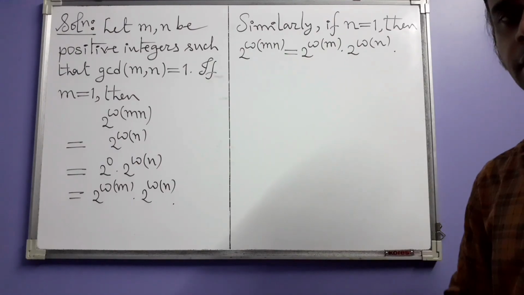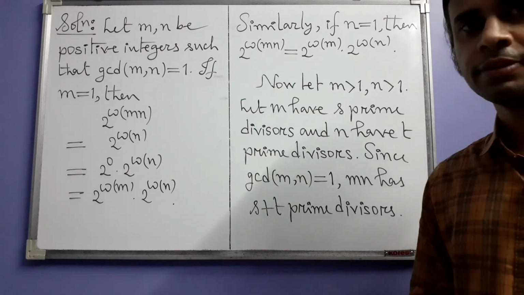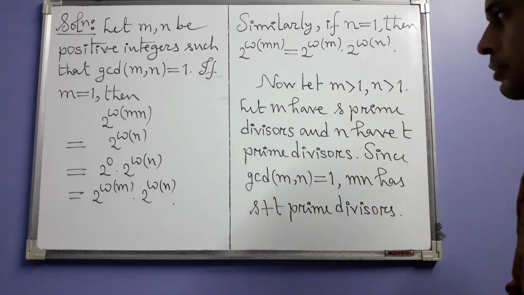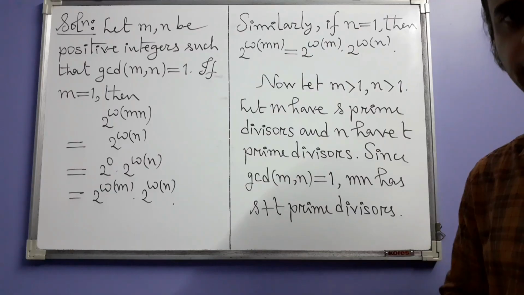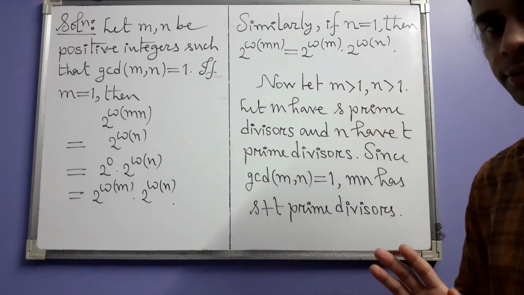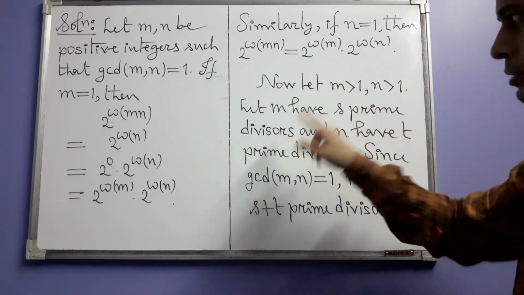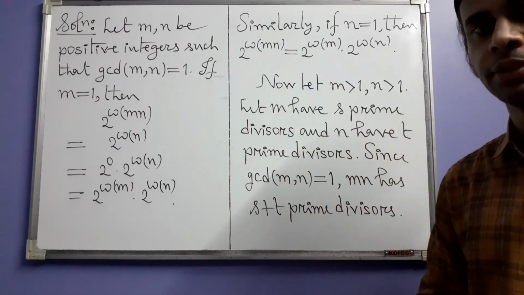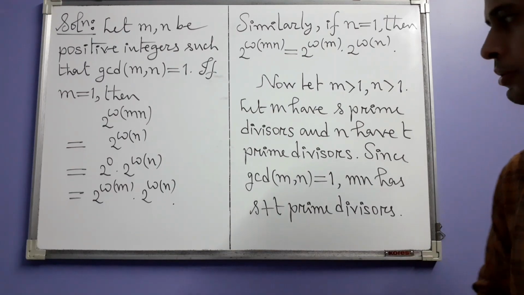And now we go to the general case where m and n are both different from 1. So next we have this case where m and n are both greater than 1. So each one will have a prime factorization. So this time prime divisors really are there. The omega values of these numbers are not 0. Both of them are non-zero. So let m have s number of prime divisors and let n have t number of prime divisors, where s and t are positive integers now.